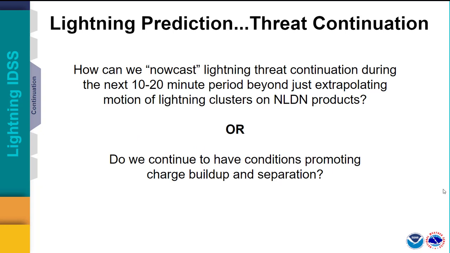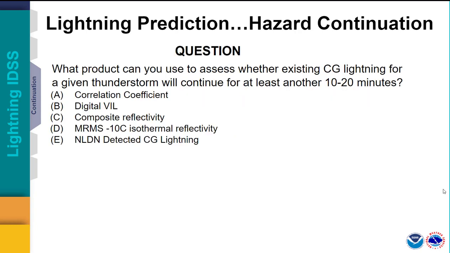So let's say we have lightning initiation. An NLDN output offers no real forecast information. It's only providing past information about where lightning has occurred. How can we nowcast lightning threat continuation during the next 10 to 20 minute period using the new tools we have? In other words, how can we assess whether we continue to have conditions promoting charge buildup and separation? How would you answer this question?